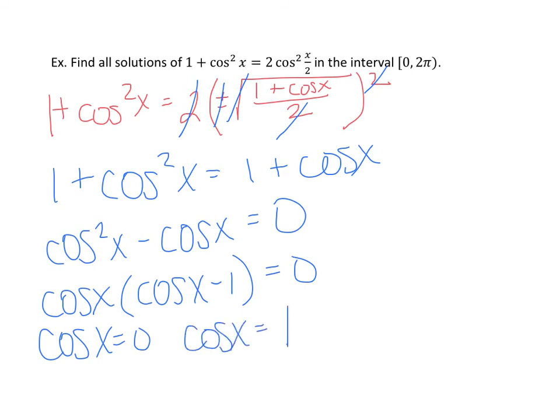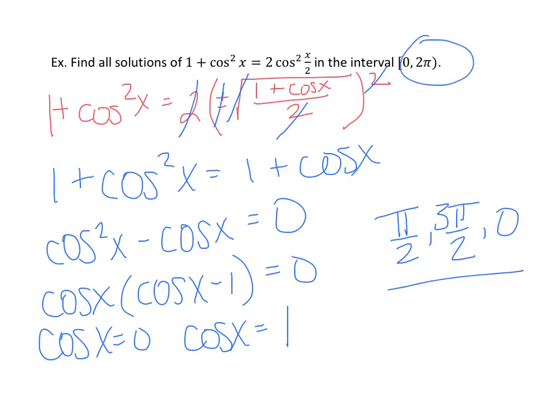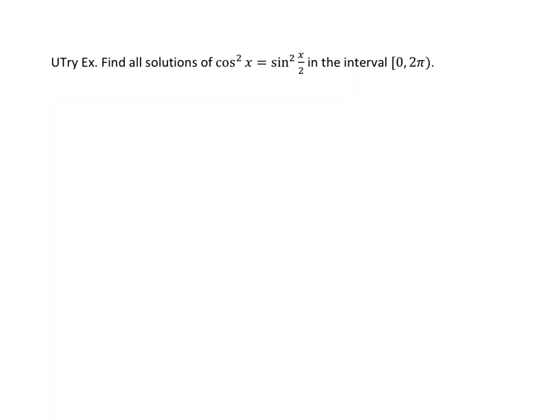Where's cosine equal to 0? That's my x-coordinate is 0 at pi over 2 and 3 pi over 2. Cosine x equal to 1, where's my x-coordinate 1? That only happens at 0. So pay attention to your interval. We didn't need k's, just the 3 answers. All right, very similar. Try it, come back and check.